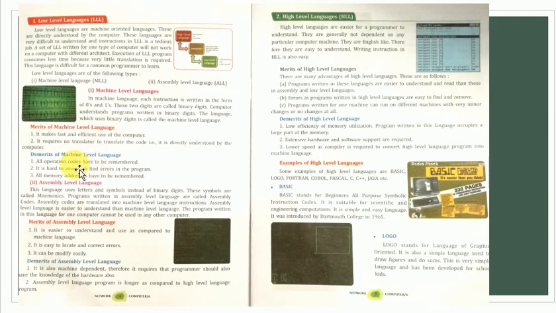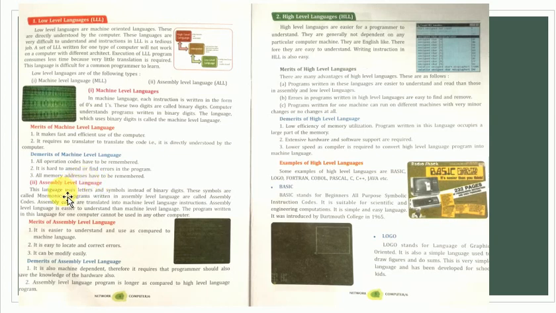And what are the disadvantages of machine level language? The first disadvantage is that all operation codes have to be remembered. We have to remember all codes because they are in the form of 0 or 1. The second is that it is hard to amend or find errors in the program. What is amend? Amend means changes. We cannot make any changes easily and it is difficult to find errors also. All memory addresses have to be remembered as well.